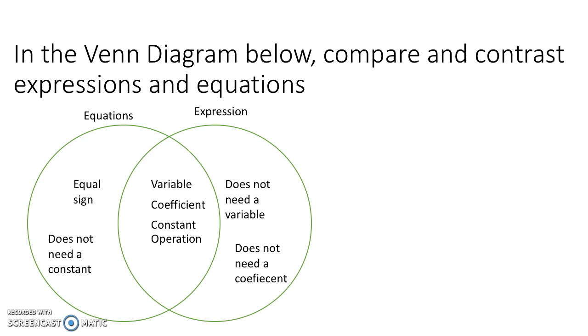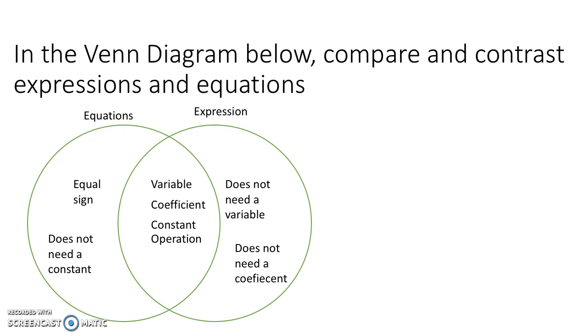So, in the Venn diagram below, compare and contrast expressions and equations. We're going to do this together because this can become very complicated. Equations, the difference between equation and expression. An equation always has an equal sign, but it does not always have a constant. We can even go as far as it doesn't have a variable or coefficient. 2 equals 2. That is another equation.